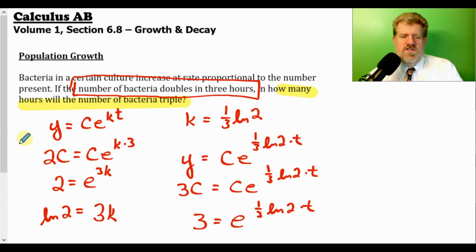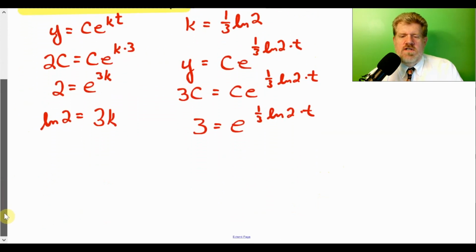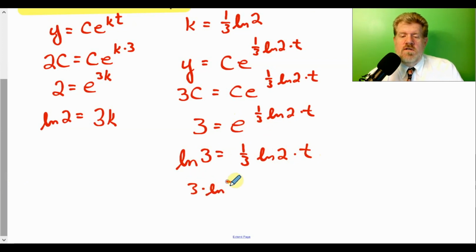Now I have to solve for t. Well, I solve for t with all of my great logarithmic skills. And the inverse of e is natural log. I'm going to take the natural log of both sides. All right, now I solve for t. So I'm going to multiply by 3, divide by natural log of 2. So my t value is approximately, let me get to that page, 4.755.